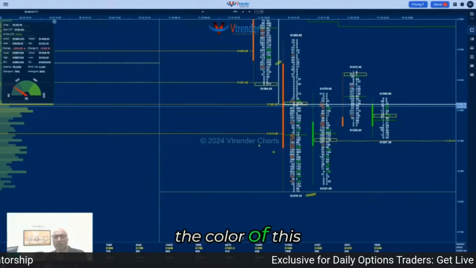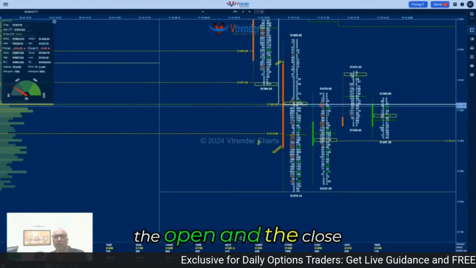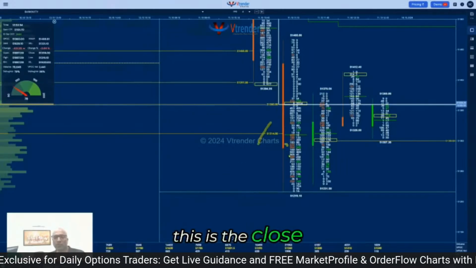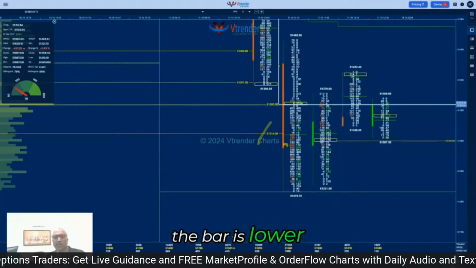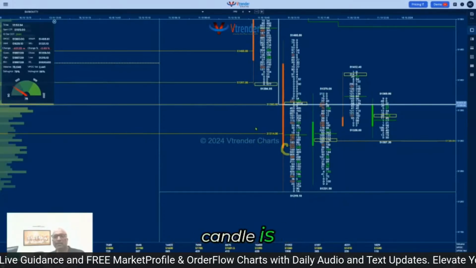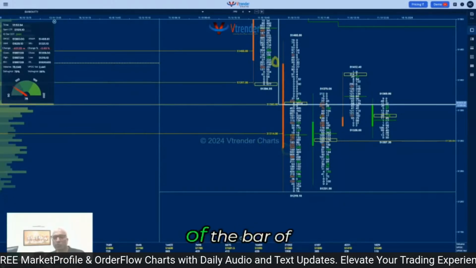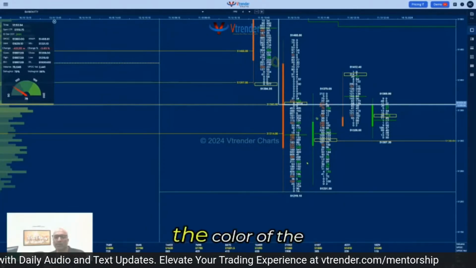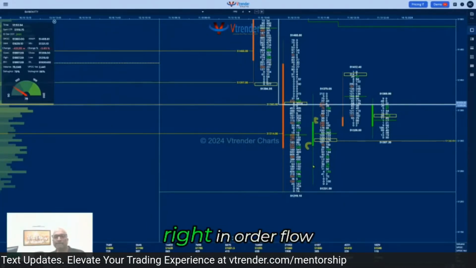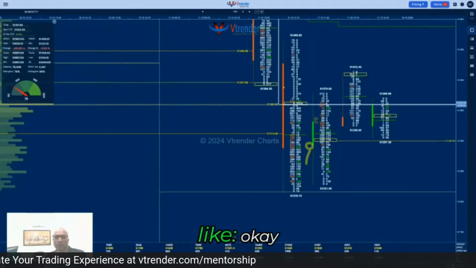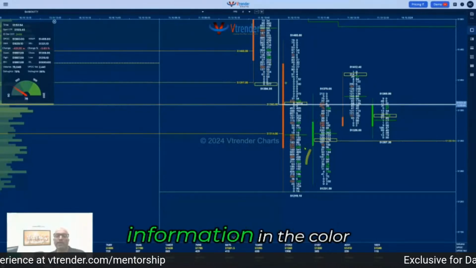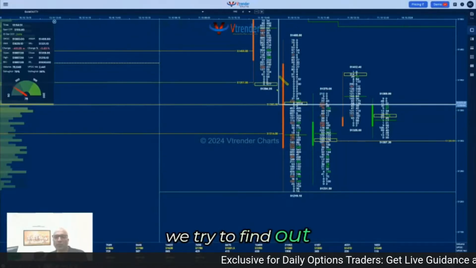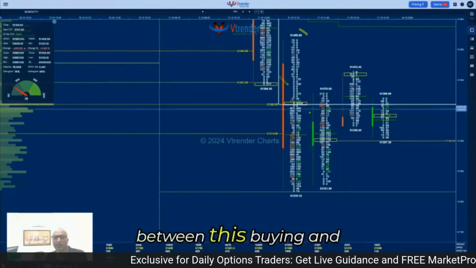Now the color of this candle is dependent on the open and the close, right? So if the close of the bar, this is the close, if the close of the bar is lower than the open, the color of the candle is red. Or if the close of this particular bar is higher than the open, the color of the candle is green, right? In order flow, we don't pay attention to the information in the color of the candle. What we do is we try to find out what has happened between this buying and the selling.